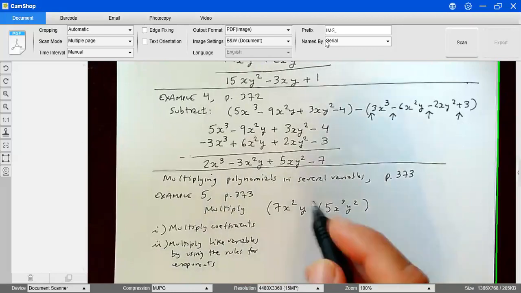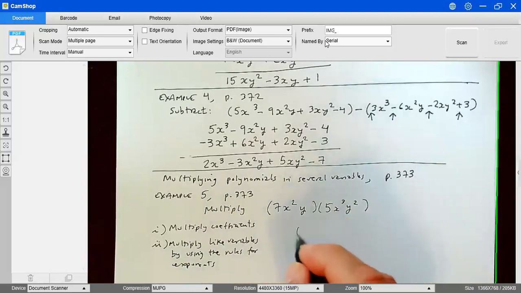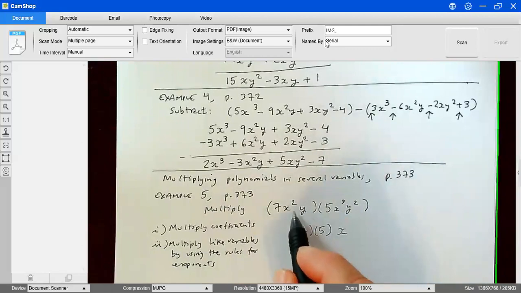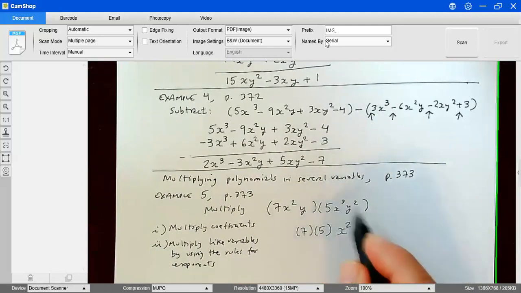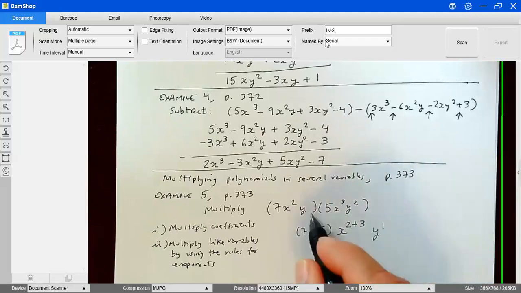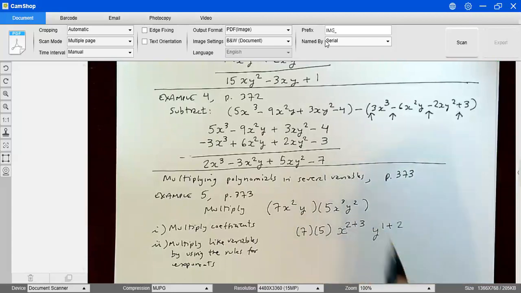So we're going to start multiplying coefficients, so 7 times 5. Then we're going to multiply like variables. So first we have x here, exponent 2, and x here, exponent 3. So we're going to add those exponents. Then we're going to multiply y's, exponent 1 in the first case, plus exponent 2 in the second case. So the final answer is going to be 35x to the 5th power, y to the 3rd power. So that's example 5.